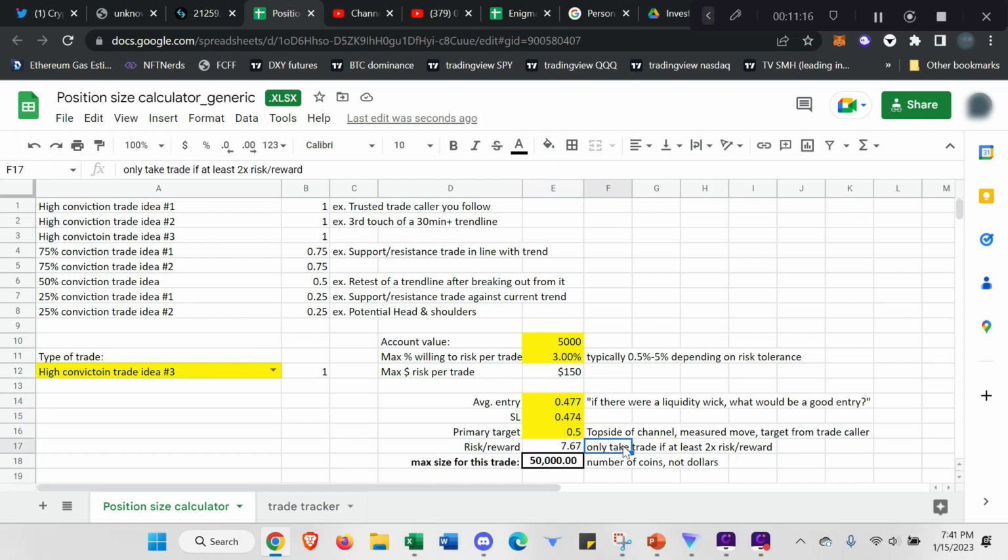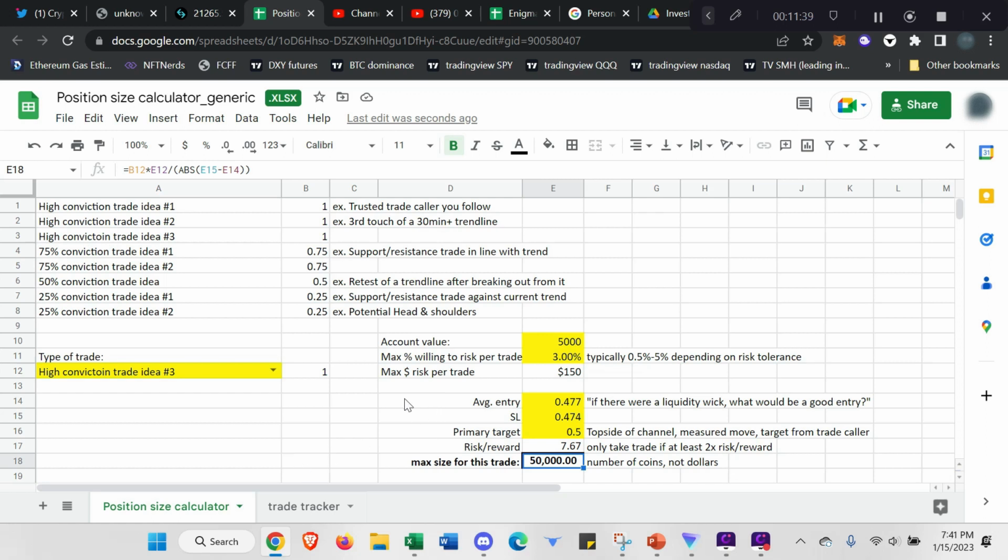And again, I only take trades if it's at least a 2x risk to reward. So if it's not 2x, I don't even take the trade. And then it actually calculates the max size for this trade. And I just want to clarify, this is number of coins, not dollars. So this was like an XRP example. This is 50,000 XRP, not $50,000.